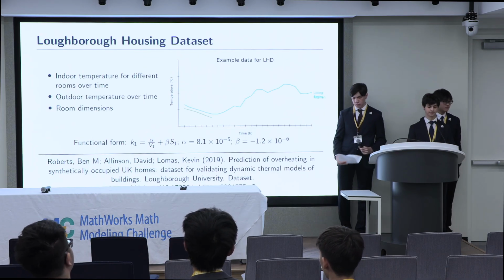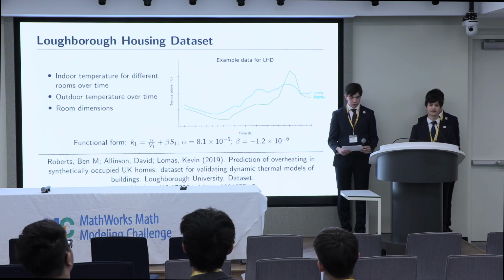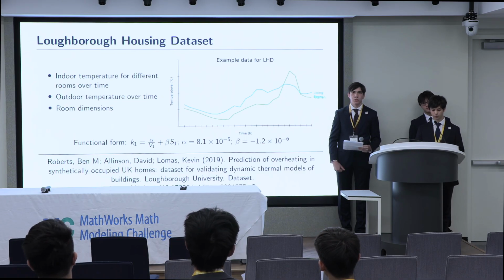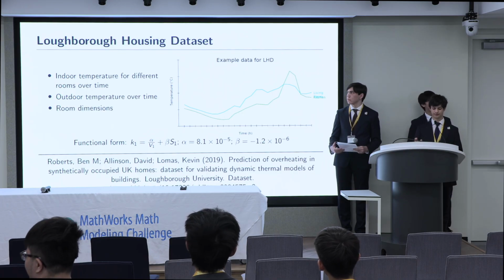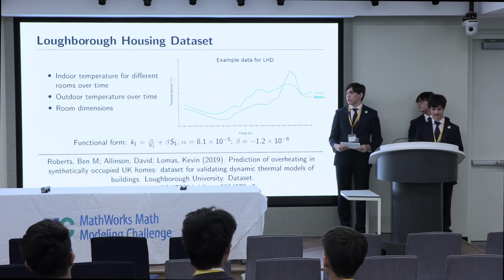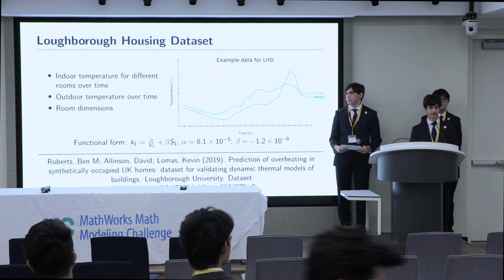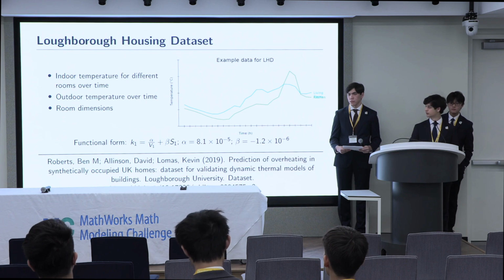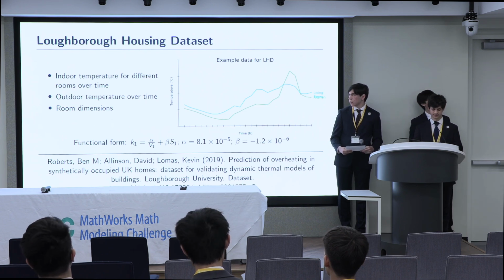So, to determine K, we used the Loughborough housing dataset. This is a collection of indoor and outdoor temperatures for a single-family home, as well as a comprehensive floor plan, which we used to calculate the dimensions of the building. We used the temperature data in the dataset to determine K. We found that K is directly proportional to the surface area and inversely proportional to the volume. We then solved the system of equations to find alpha and beta, which generalized well across the data we used.